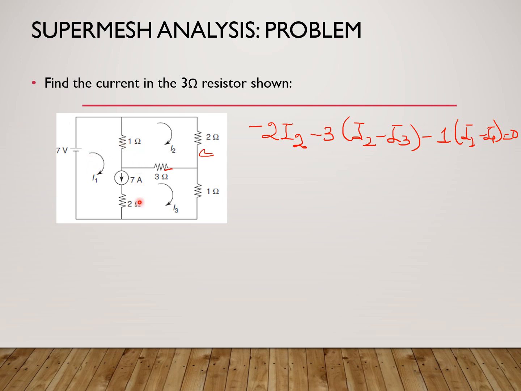Obviously, 3 unknowns, 3 equations. Solving this, we get the next step. So solving, you get I1, I2 and I3. And the current through the 3 ohm resistor was asked. So this was 3 ohm. So 3 ohm has a current of I2.